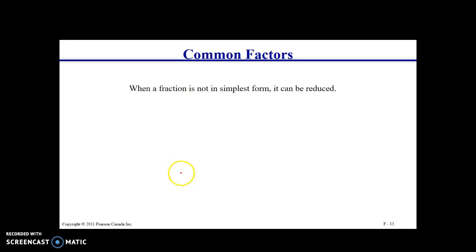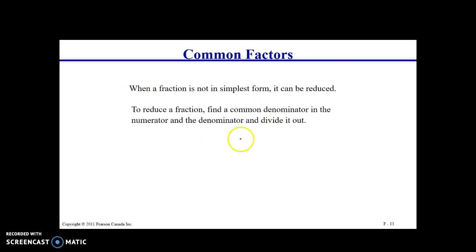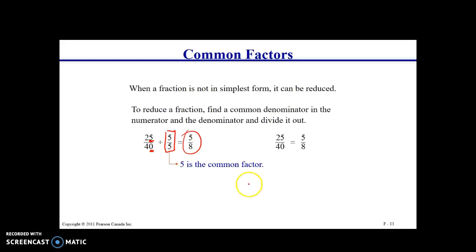We talked about simplest form already. So when a fraction is not in simplest form, it can be reduced. And basically, the best way to do that is to divide out a common factor or do a prime factorization and then divide. That's cool too. So for example, here, if we have 25 over 40, notice that both the right digits here end in 5 and 0. So the 5 rule would apply. We could divide top and bottom by 5. 25 divided by 5 is 5. 40 divided by 5 gives us 8. And now this is in lowest terms. Okay?